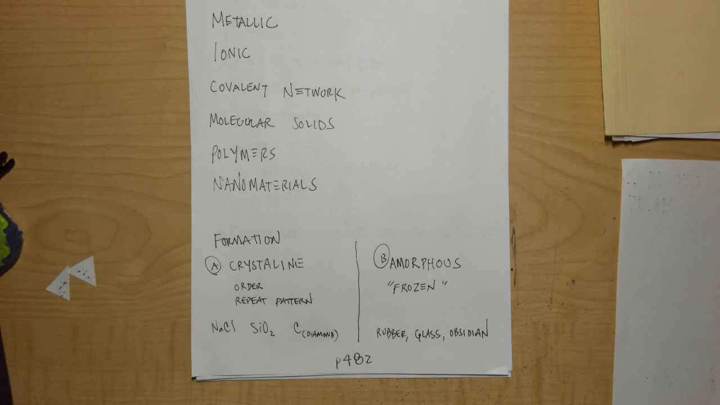NaCl is an example. SiO2, known as quartz. Diamond, a form of carbon, very organized repeating pattern. And then amorphous or frozen in place solids would be things like frozen lava, known as obsidian.